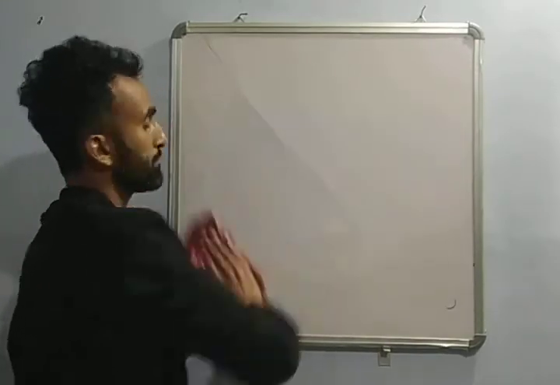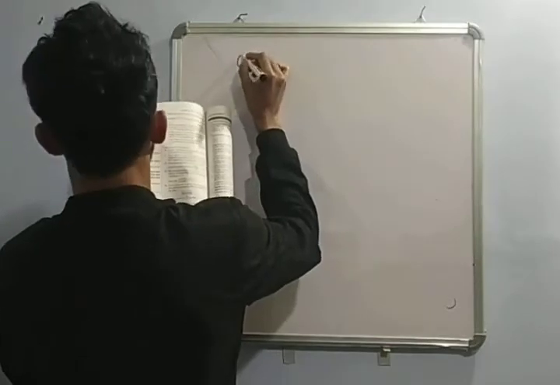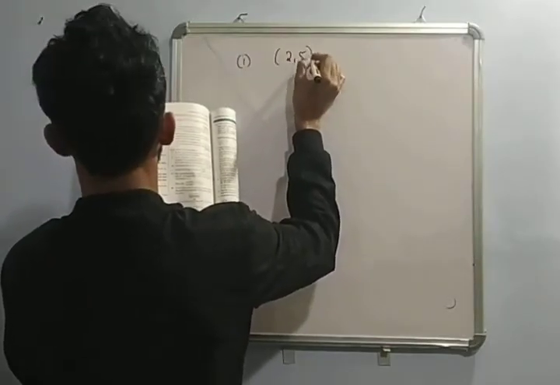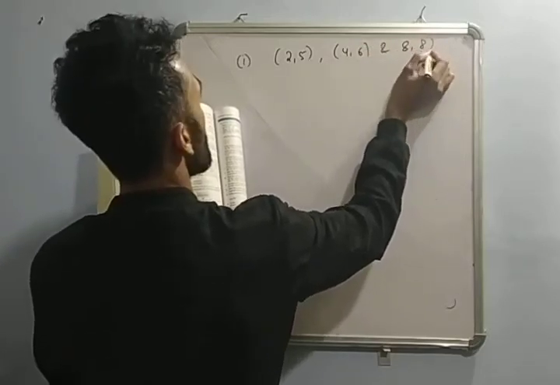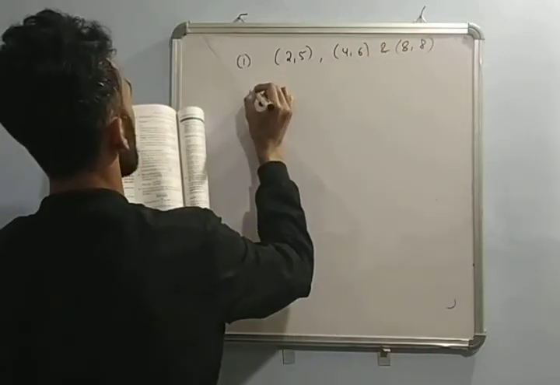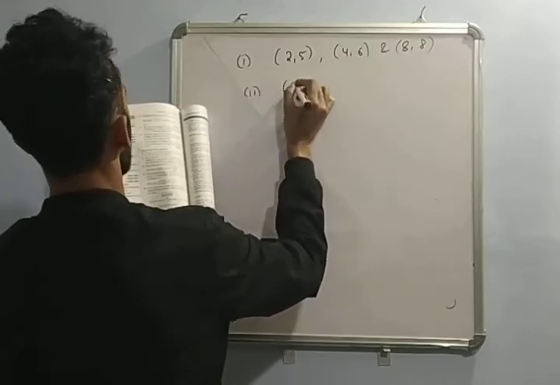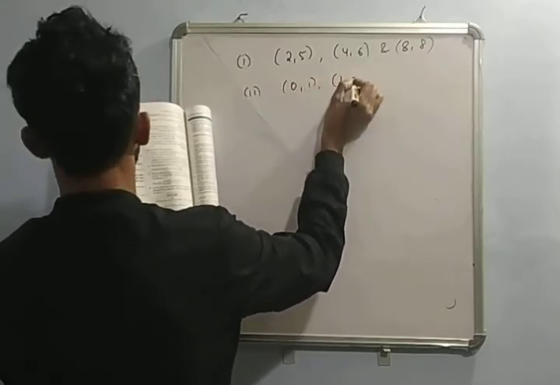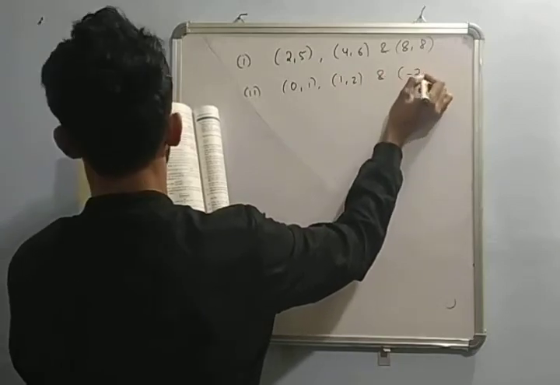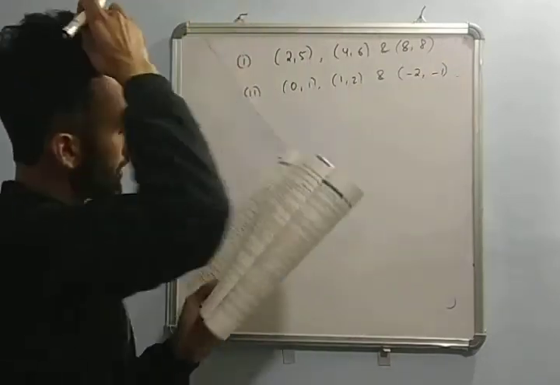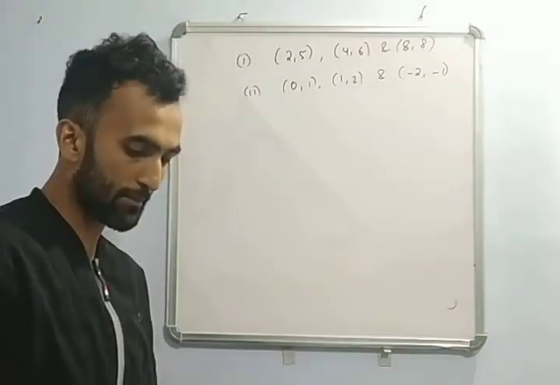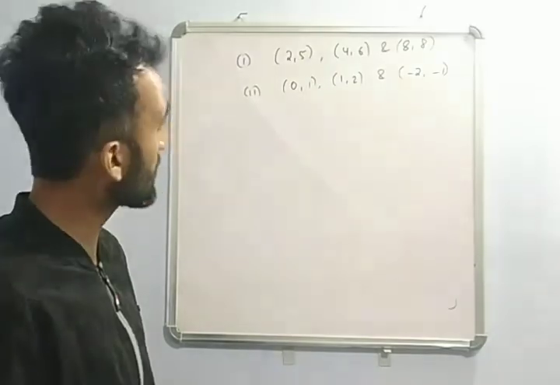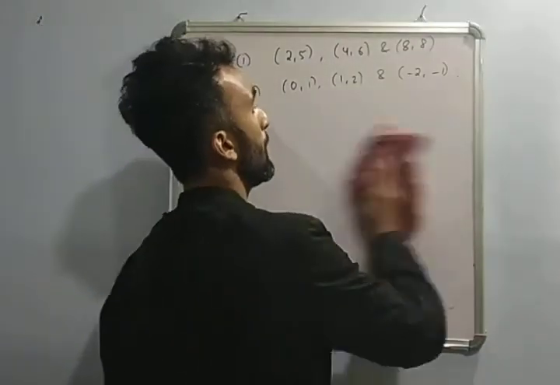Very simple. Now sub number 1 and sub number 2, I leave it to you. Sub number 1 is 2, 5, 4, 6, 8, 8. Show that the area is 0. They will become collinear automatically. Sub number 2: 0, 1, 1, 2 and minus 2, minus 1. So these are the two questions which you have to try by yourself. And if you are not getting it, please let me know. Otherwise, I will take it for granted that you know how to solve.